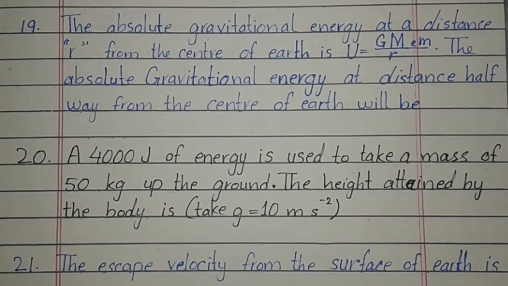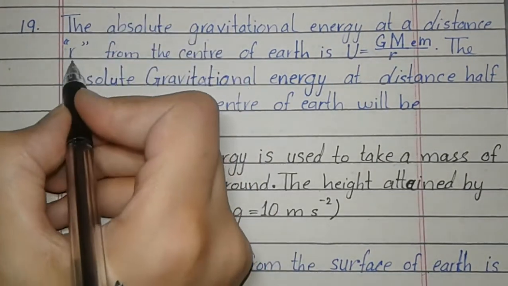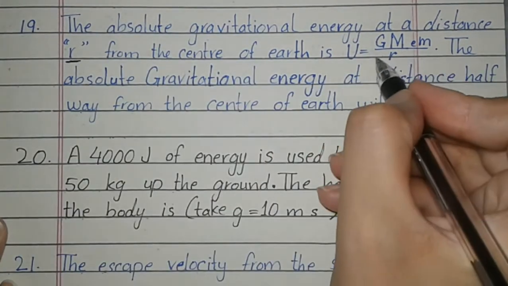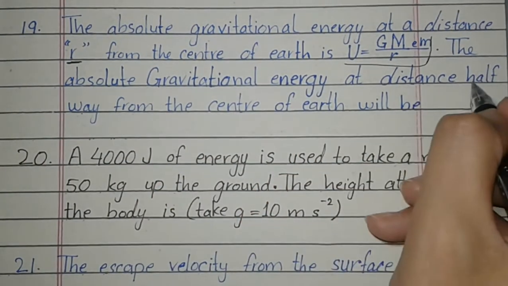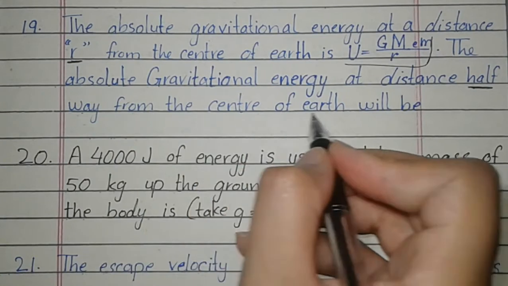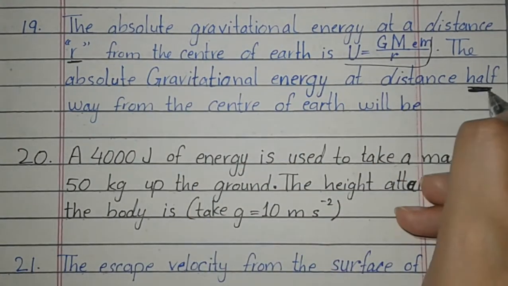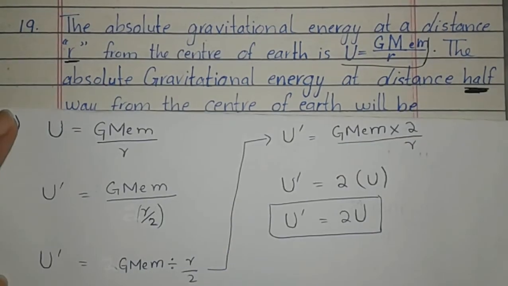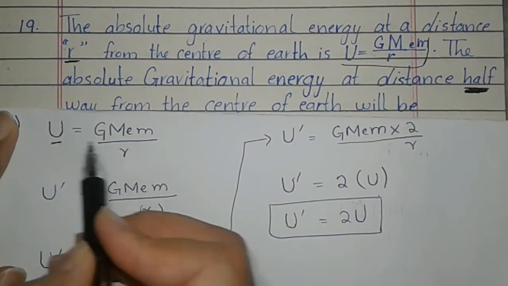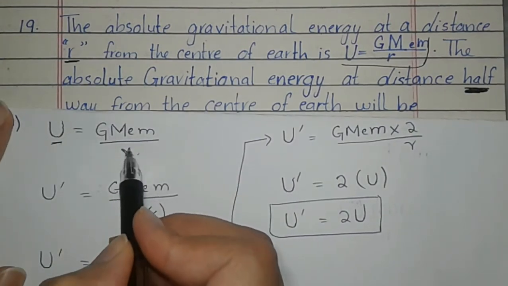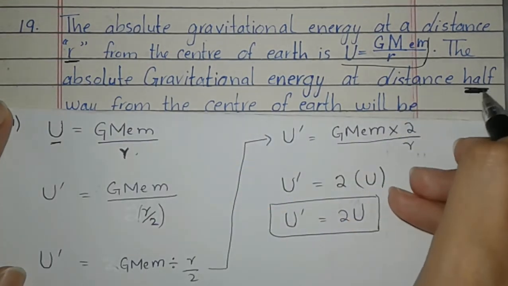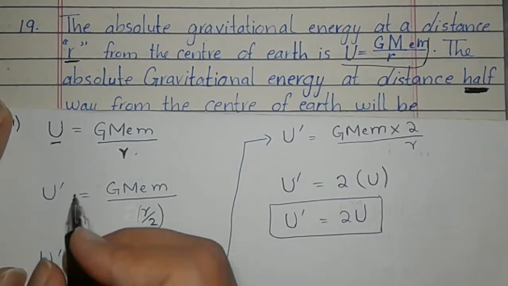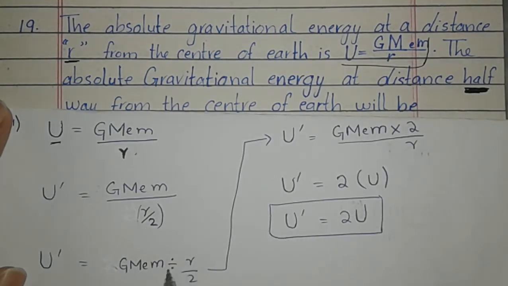Now the absolute gravitational energy at a distance of r from the center of earth is this. The absolute gravitational energy at a distance halfway from the center of earth will be, so the distance r is now half. Look here, the absolute gravitational energy is this one when the distance is r. Now when we take this r as half, it will become r divided by 2.